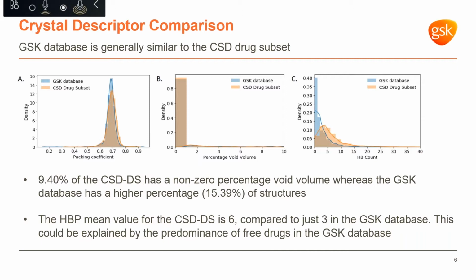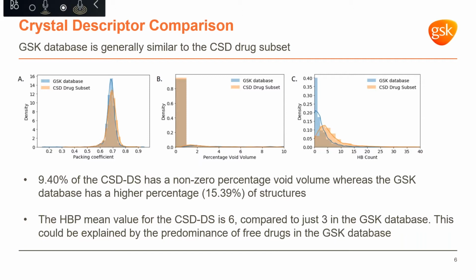And to gain a better understanding of GSK structures with low packing coefficients, we looked at the second plot, which represents the percentage void volume density distributions for both databases. Around 9.4% of the CSD drug subset has a non-zero percentage void volume, whereas the GSK database has a higher percentage, around 15.4% of the structures.